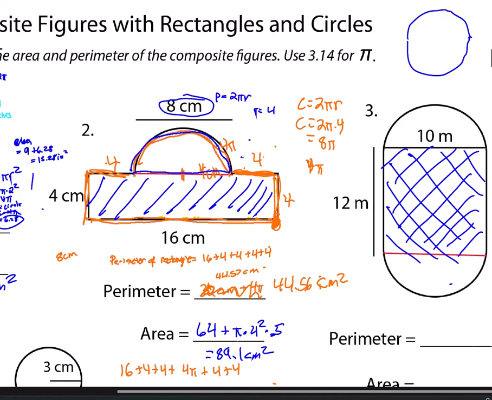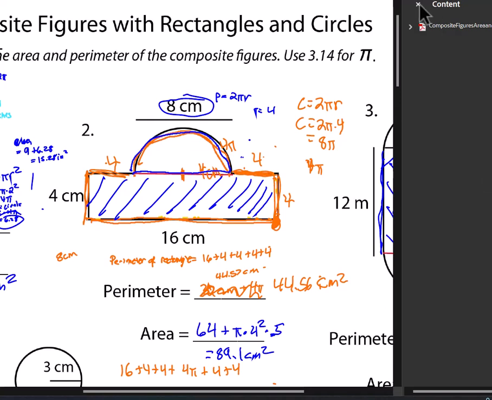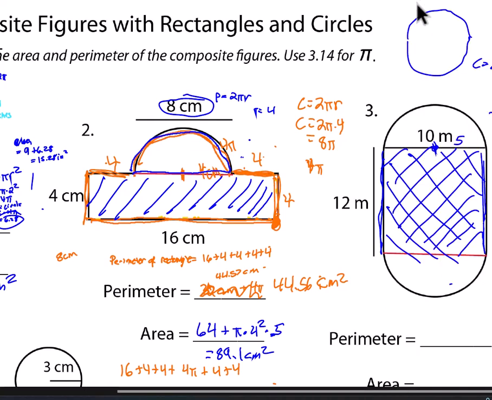And so the circumference for the circle is 2 pi r. So that'll be 2 times pi. Now the diameter all the way across is 10 meters, so the radius is half of that, which is 5. So 2 times pi times 5 is 10 pi. That's the circumference for the circle. Now for the rectangle part, we only have the long sides. Those are the only sides we have. So we have plus 12 plus 12. So the perimeter is going to be 12 plus 12 plus 10 pi.